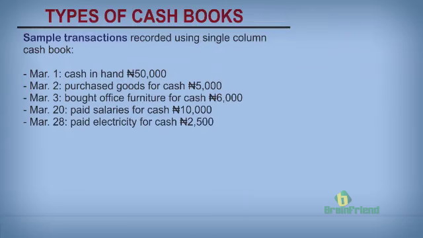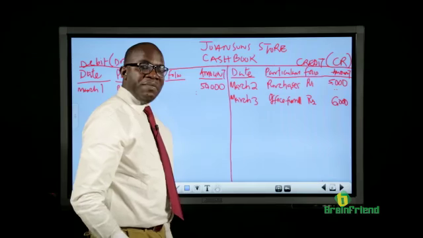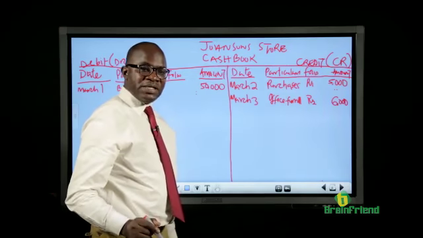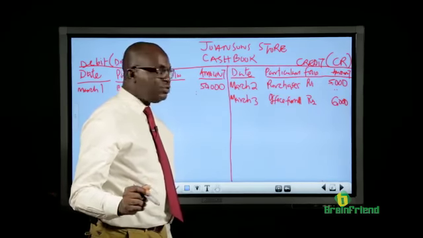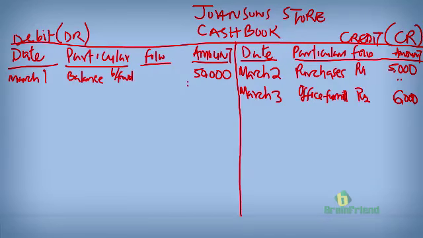On March 20th, the business paid salaries of 10,000. Remember the double entry principle. Each time we want to post a transaction, we'll have to recall the double entry principle. It's our guide. It says that whenever the business receives cash, you record it at the debit side, and whenever the business pays cash, you record it at the credit side.